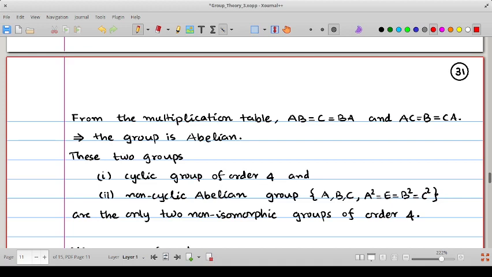Okay, so these two groups are in fact non-isomorphic because the group multiplication tables for this first choice and the second choice are different.